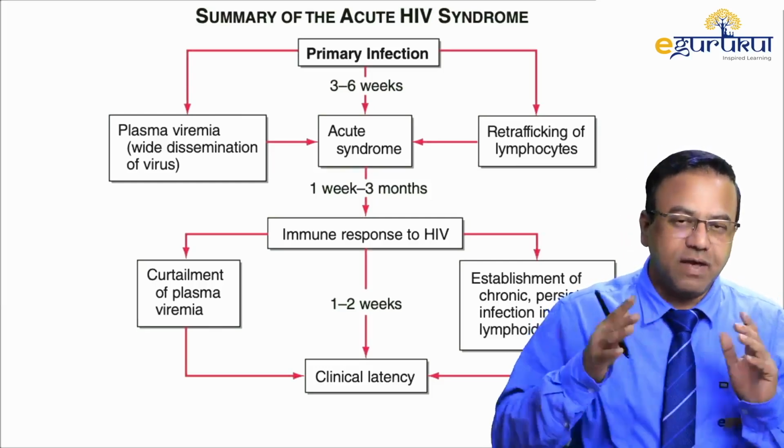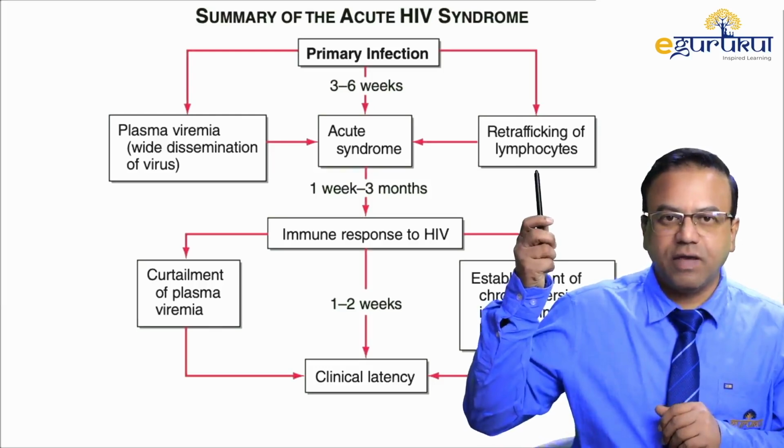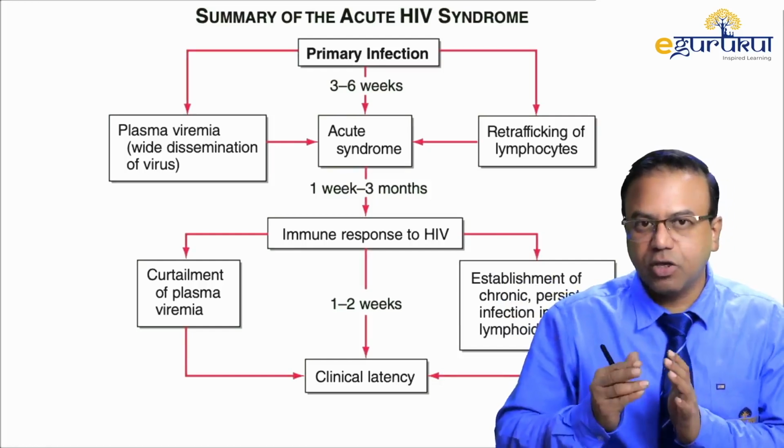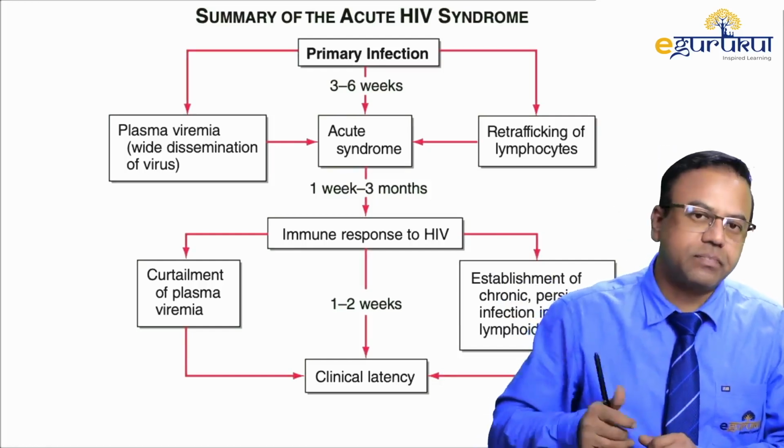There is a viremia happening in the blood. There is retrafficking of lymphocytes. Ultimately, you find the acute syndrome occurring. This is what I was discussing up till now. That is the acute febrile HIV syndrome.